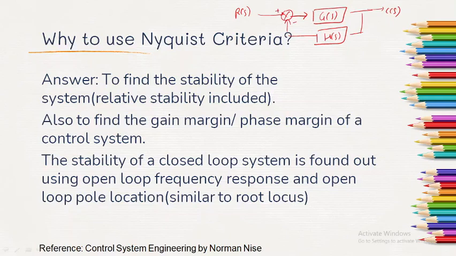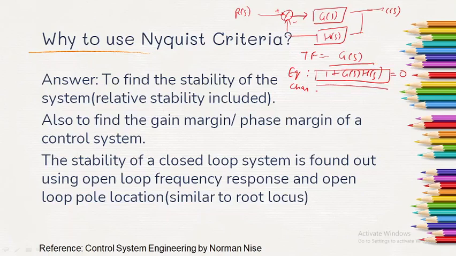Then the transfer function for this control system is written as G(s) upon 1 plus G(s)H(s), where if we equate this 1 plus G(s)H(s) to 0, then this equation is known as the characteristic equation of the system. And also the important point is that the roots of this characteristic equation, like roots of this 1 plus G(s)H(s), they are the poles of this complete system.